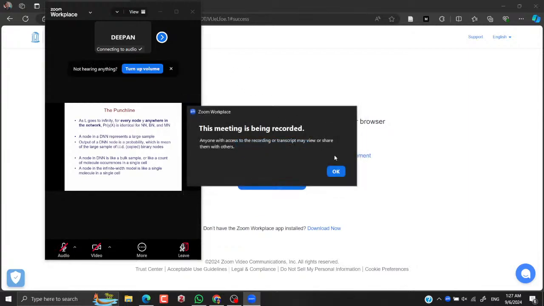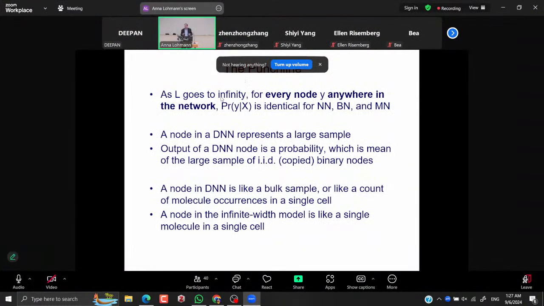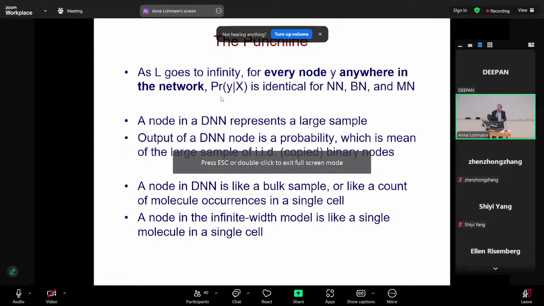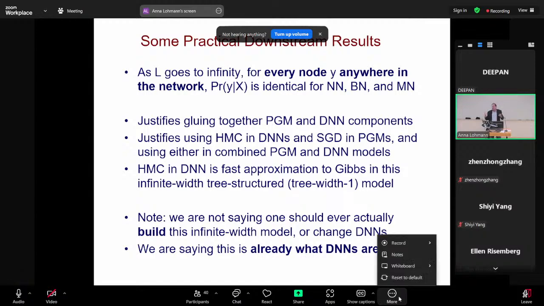These are tree structure graphical models. They're kind of like the one case where we can do everything efficiently in Bayes nets or Markov nets. For example, that partition function, we can normalize at every node if this is tree structure, and we don't have to wait until we've done the full computation. So some practical downstream results are that we can now glue PGM and DNN components together, as long as we keep in mind what we really mean by this DNN component, that it's really a PGM.